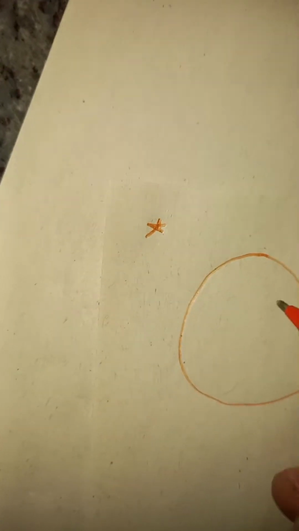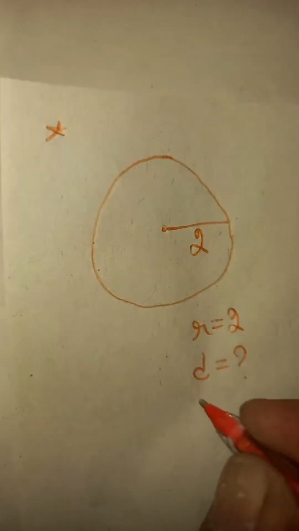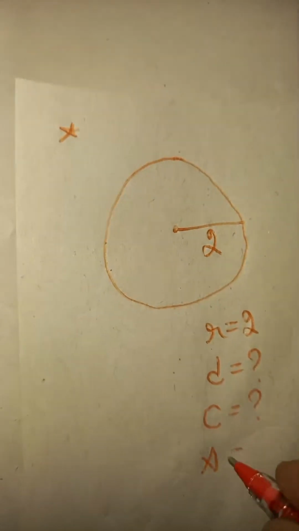Let's get back to circle. Now I'm going to tell how it is going to happen. In this circle they are giving the radius of the circle as 2 units. After taking the radius of the circle as 2 units, you need to find the same things here also. What's the diameter, circumference and area of the circle?